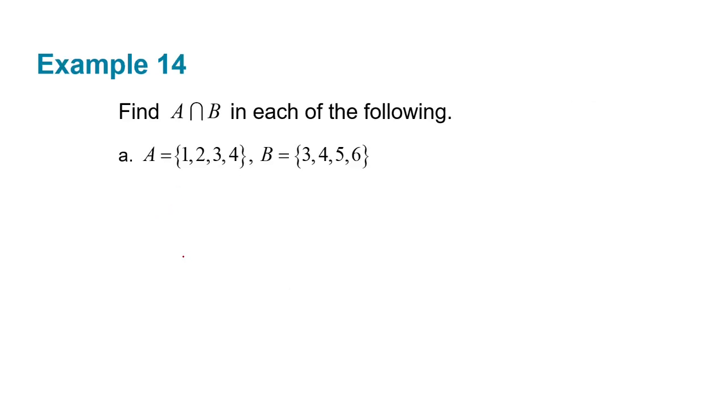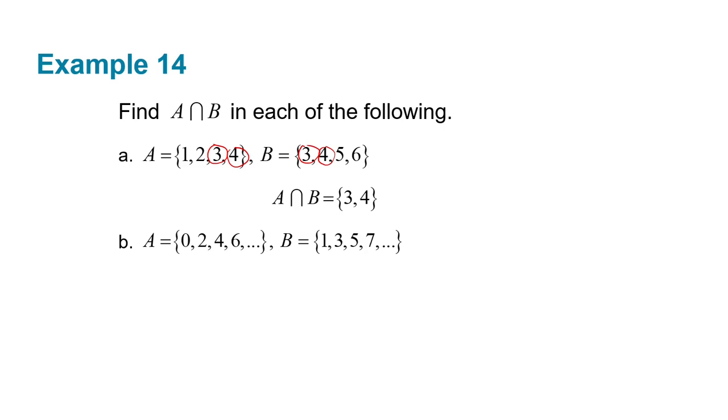In example 14, let's consider the intersection of A and B in each of the following sets. We have A equals {1, 2, 3, 4}, B equals {3, 4, 5, 6}. Now remember, the intersection is what's in both. They both contain a 3. They both contain a 4. So the intersection must be just 3 and 4. So we have the intersection of A and B equals {3, 4}.